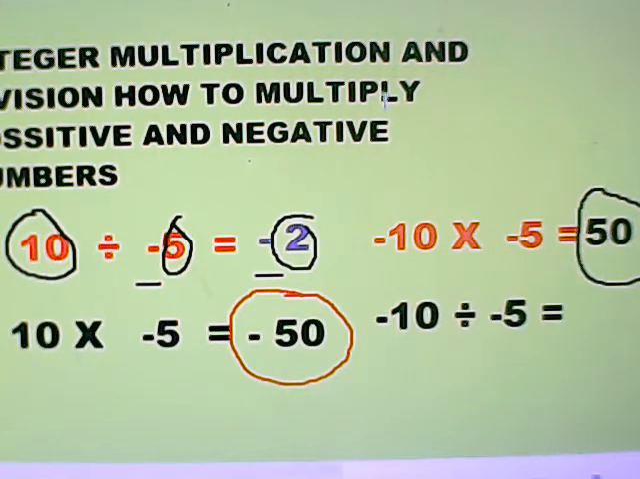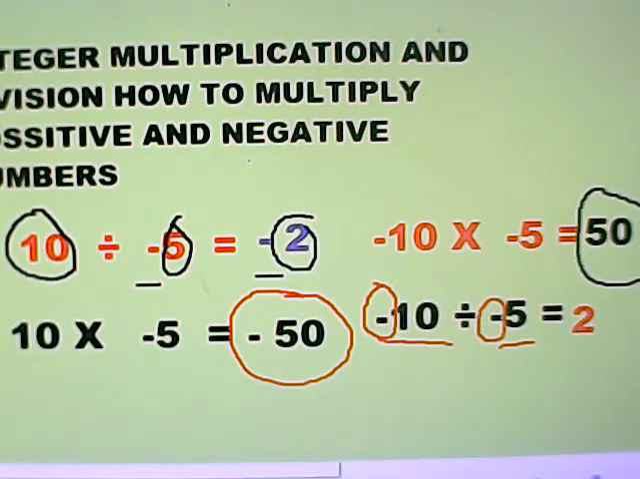Another example. Negative 10 divided by negative 5. The answer is positive 2, because they are both negative. Negative negative equals positive. Just like in the upper example, negative and negative equals positive.